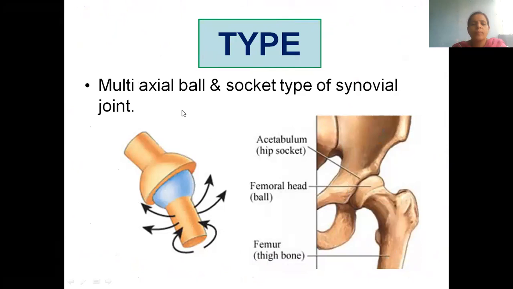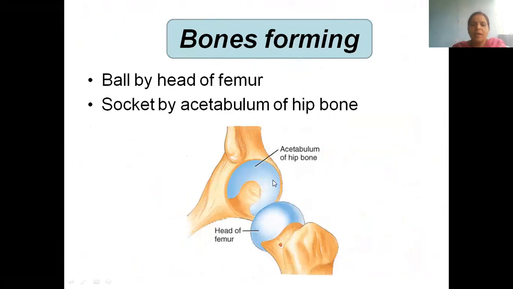Okay. So the hip joint is a multi-axial ball and socket type of synovial joint. Okay. So what are the bones which are participating? We have the acetabulum of the hip bone and the head of the femur. Okay, so the ball is actually formed by the head of the femur and the socket is formed by the acetabulum of the hip bone.